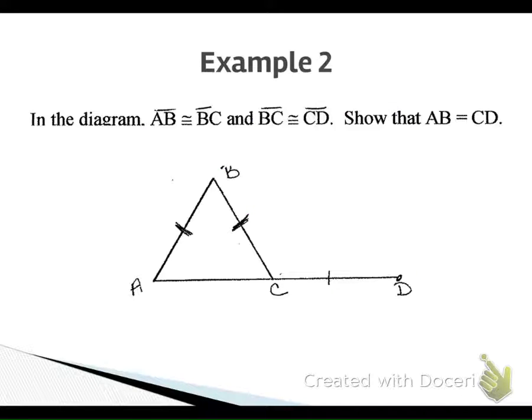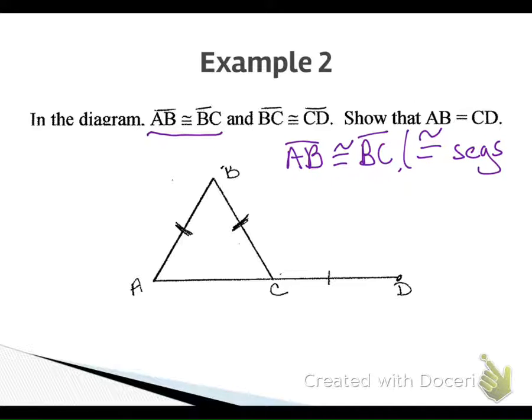Okay, so our first part we see in the diagram, segment AB is congruent to segment BC, and segment BC is congruent to segment CD. We want to show the equality of AB and CD. Our first step here is we want to show what we know first. You're going to rewrite this part. Segment AB is congruent to segment BC. And we know this because they are congruent segments. So you can write congruent segs.